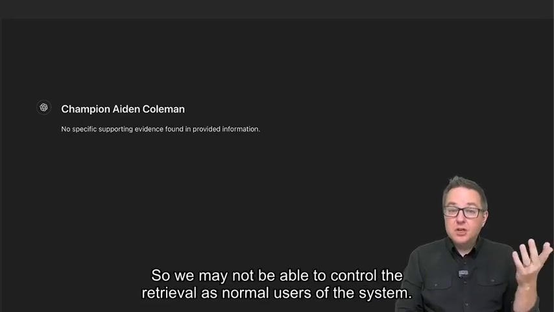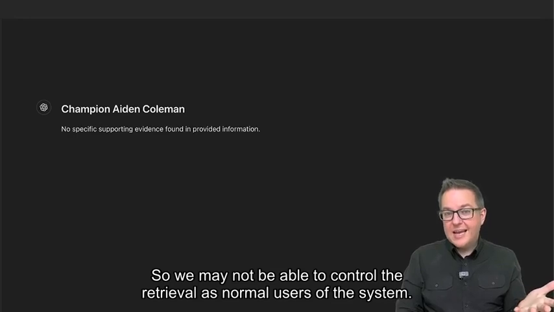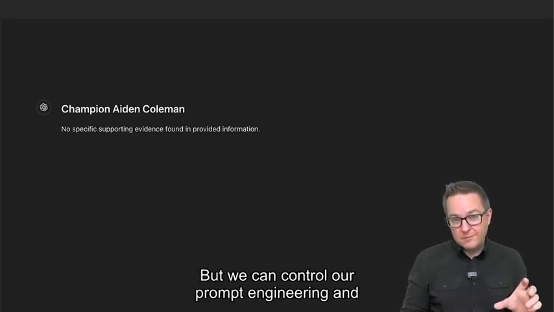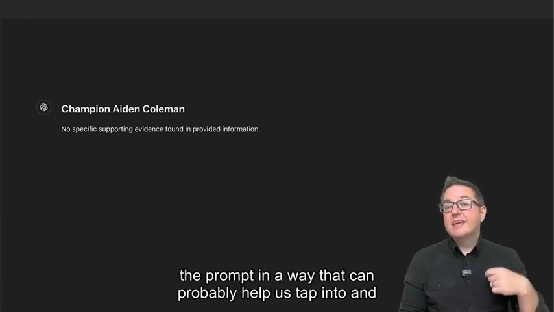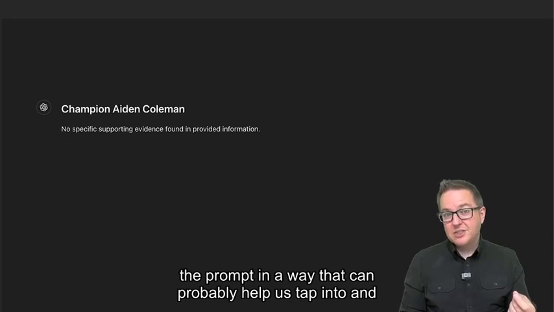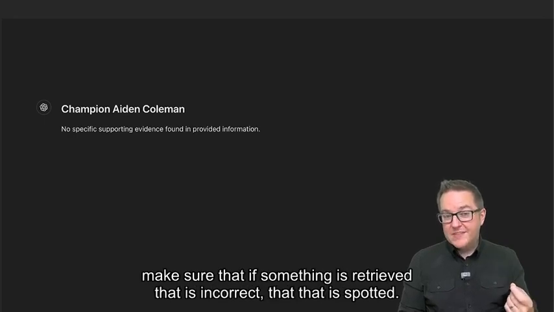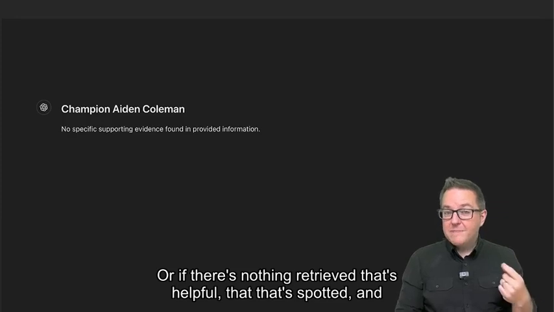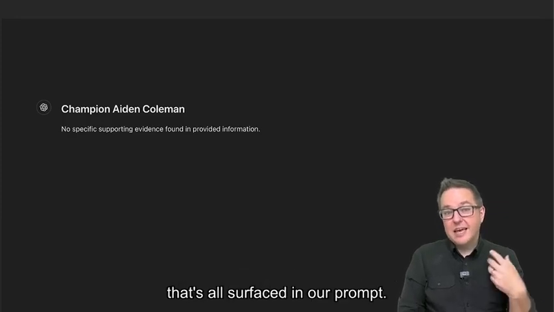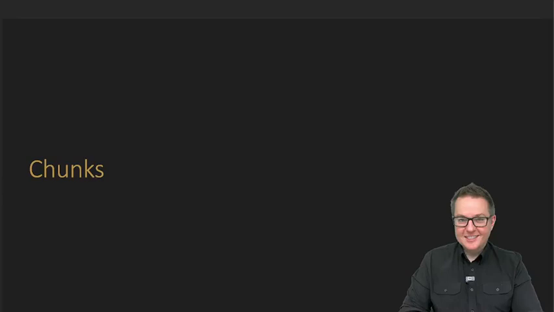So we may not be able to control the retrieval as normal users of the system, but we can control our prompt engineering in a way that can help us make sure that if something is retrieved that is incorrect, that is spotted, or if there's nothing retrieved that's helpful, that's spotted, and that's all surfaced in our prompt.